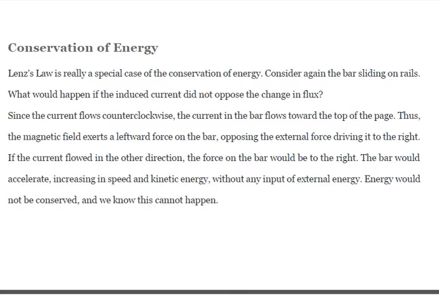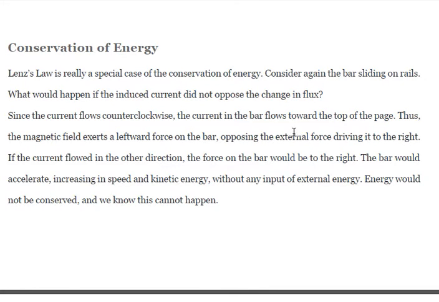So Lenz's law is really just a special case of conservation of energy. So we're going to look at that example of the bar sliding on the rails again. What happens if the induced current doesn't oppose the change in flux? We said then that our current is flowing counterclockwise. The current in the bar is flowing toward the top of the page. So the magnetic field exerts a leftward force on the bar. And that's the way it has to be to make sense.